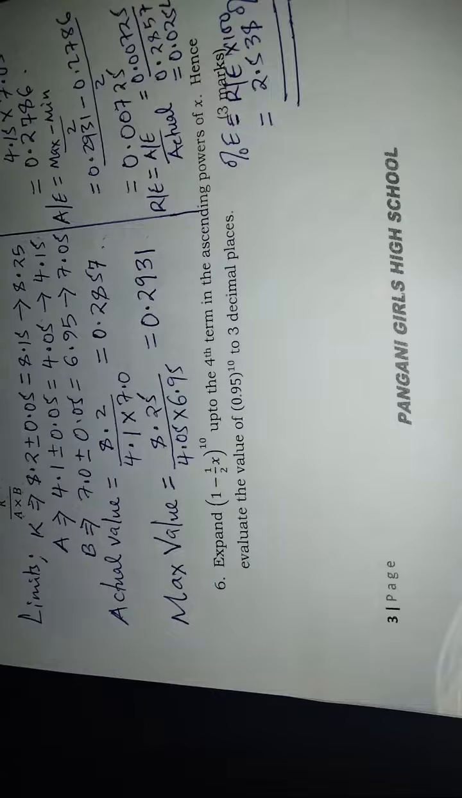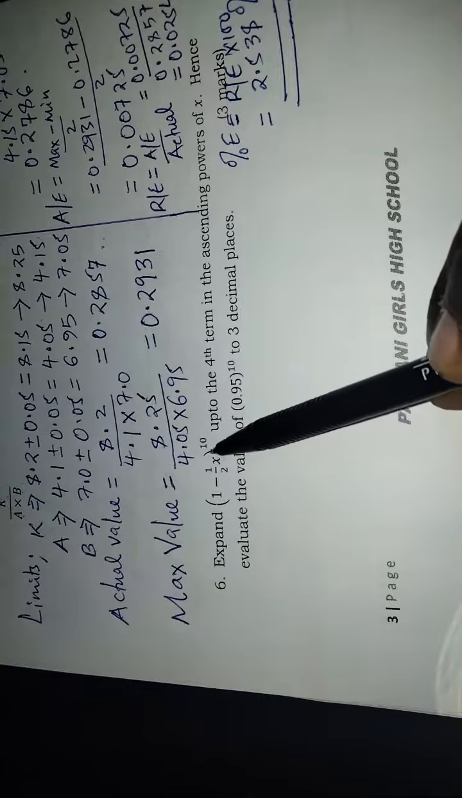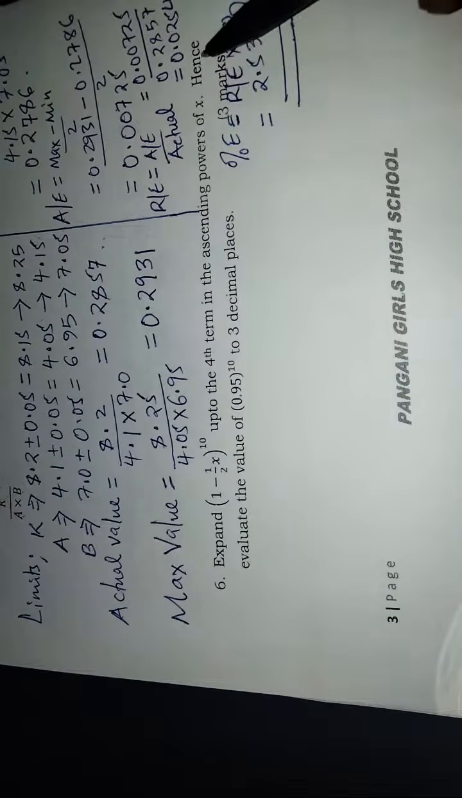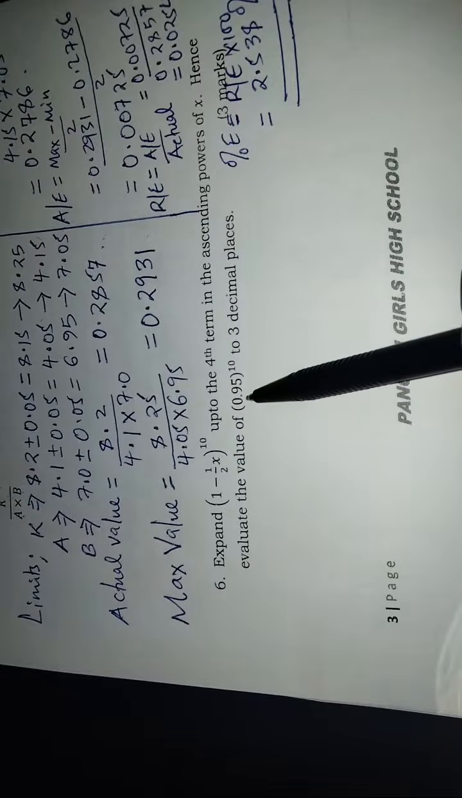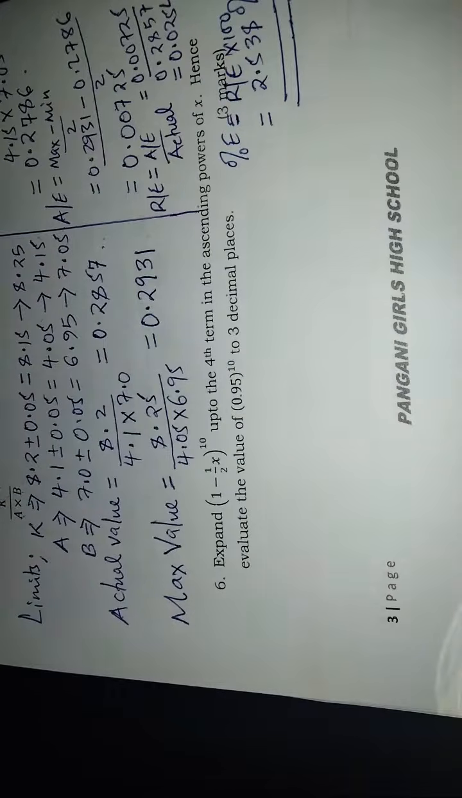binomial expansions. So we've been told in this case to expand 1 minus half x raised to 10 up to the fourth term in ascending powers of x. Hence, evaluate the value of 0.95 raised to 10 to 3 decimal places. The first thing I'm going to show you is how to get the Pascal's coefficients of expansion.